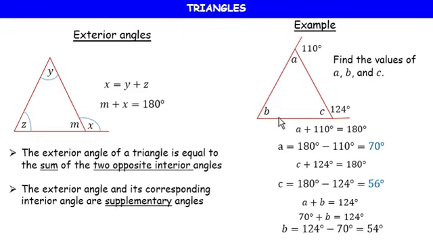Alternatively, you can use the idea that one exterior angle is equal to the sum of the two opposite interior angles, right? You can use that principle to help you find the value of B. So when we take 124 degrees, 124 degrees must be equal to A plus B, right? So A plus B is equal to 124 degrees. Our A we found to be 70 degrees, so 70 plus B is equal to 124. So B is equal to 124 minus 70 degrees, and that would still give you 54 degrees.